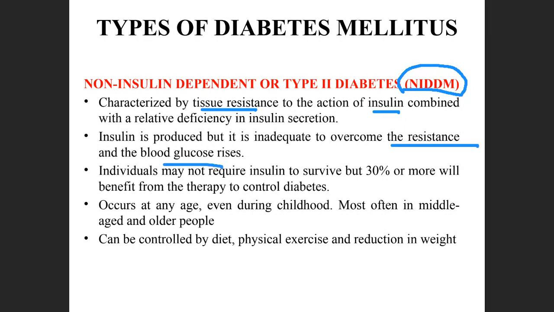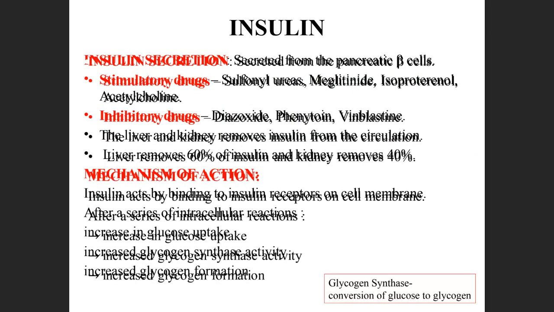This leads to an increase in the levels of blood glucose. Now such people might not require insulin to live, but if insulin is given, it will be beneficial for them to control their diabetes. Also, this can be seen in people of any age, but mostly it is seen in middle aged and older people. This type of diabetes can be controlled by exercise, weight reduction, or by controlling their diet also.